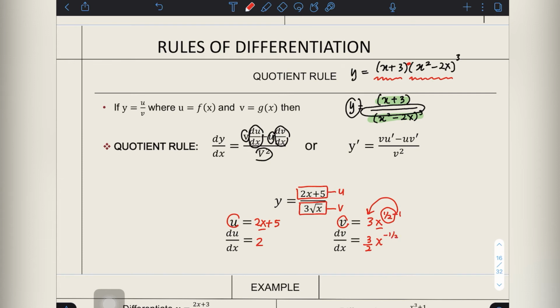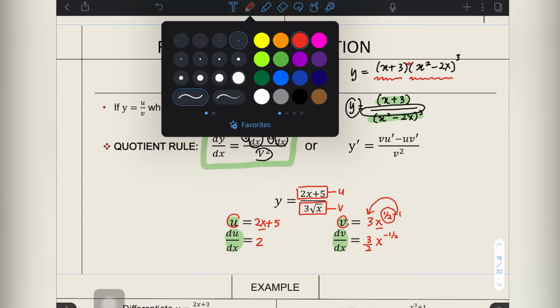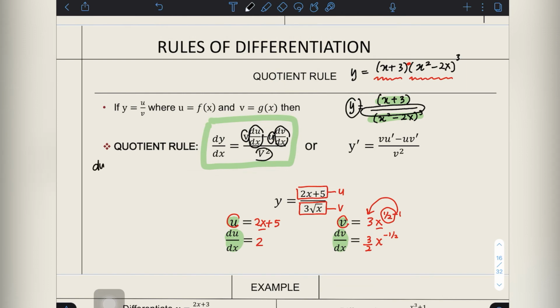Alright, so now you already have your u, your v, your du/dx and also dv/dx. What you need to do next is to find the derivative by using the formula of the quotient rule. The formula of the quotient rule is to find dy/dx. This one is what we want to find, the differentiation of y with respect to x. First, we need to take the value of v. So what is your value of v? Which is 3x to the power of half. You just write 3x to the power of half multiplied by du/dx. So your du/dx is 2.